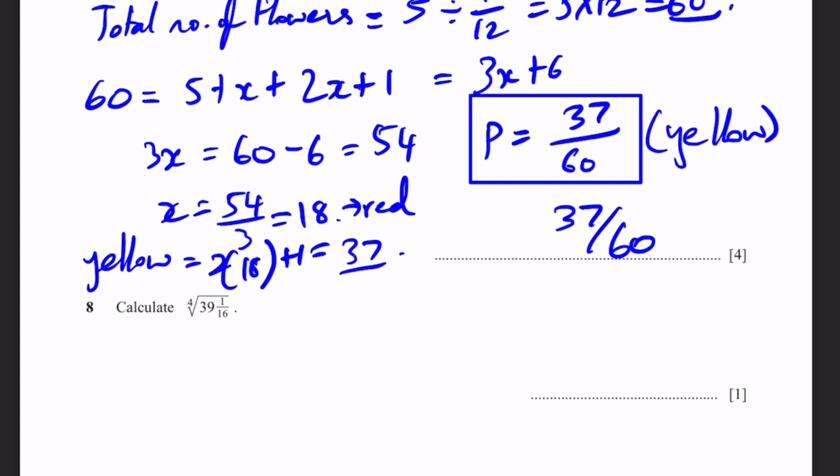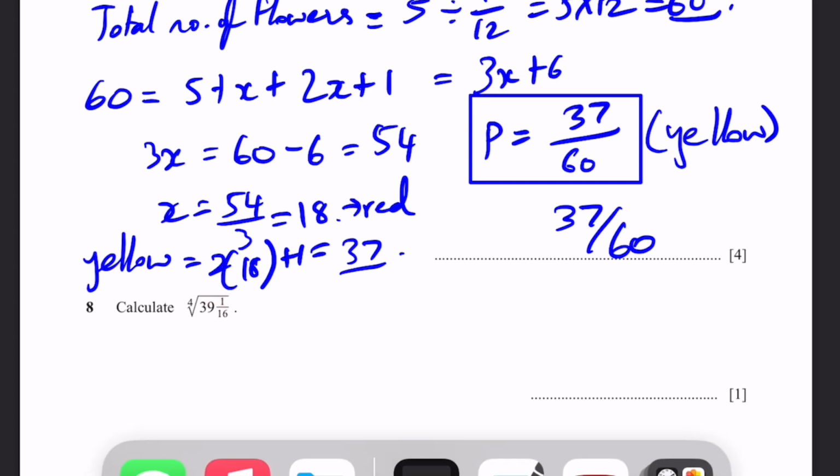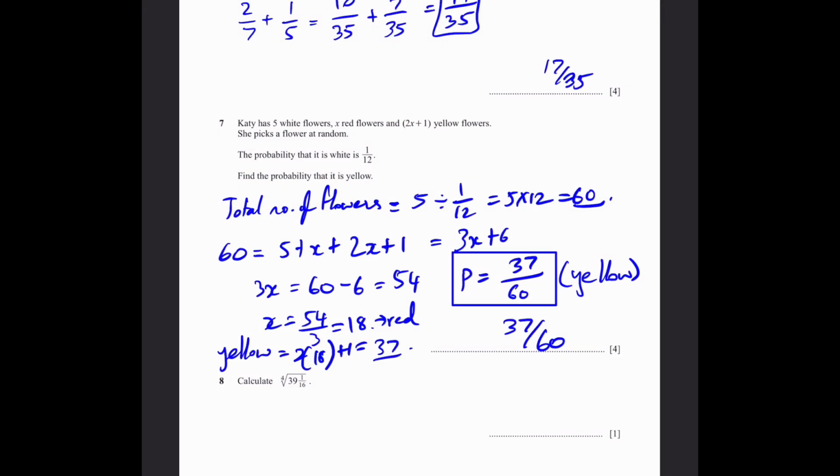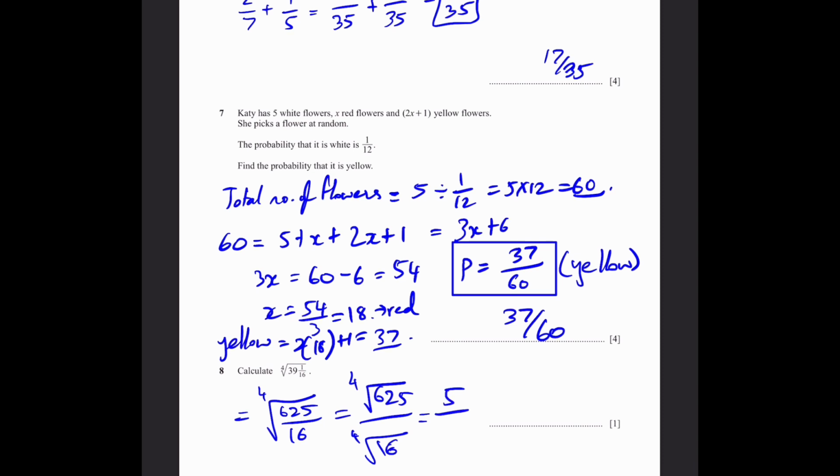Question 8. Calculate the fourth root of 39 and 1 by 16. We can multiply 39 by 16 and add 1 to get an improper fraction. Let's get our calculator out. So 39 into 16 is 624. Add 1, we get 625, right? So this is equal to the fourth root of 625 by 16. That will be the fourth root of 625 by the fourth root of 16. In that case, it'll be equal to 5 by 2, or you can write that as 2.5. That's the answer.